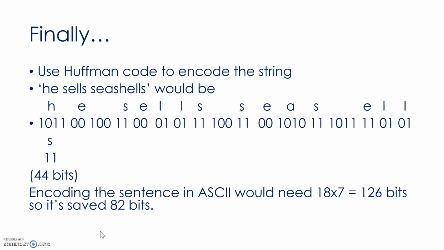and that's the whole reason to be. It's to save space. So I've saved 82 bits, which might not sound a lot, but actually is quite significant really. If you consider several sentences like that, it starts to add up. So that's Huffman coding.